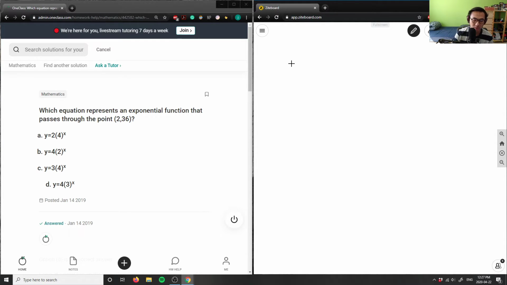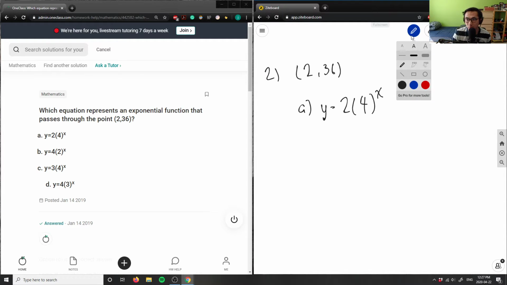All right, number 2. Which equation represents an exponent that passes through the point (2, 36)? So it has to pass through the point (2, 36), and I'm given these equations. Let's look at A here. A says y equals 2 times 4 to the power of x. For these problems, we can just sub in these 2 points to figure out if the solution satisfies it. So x and y here.